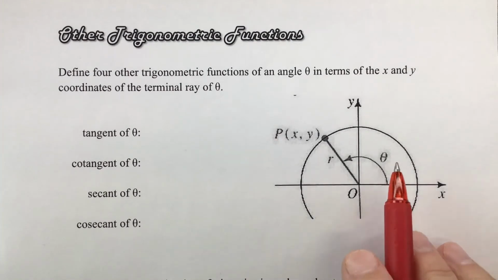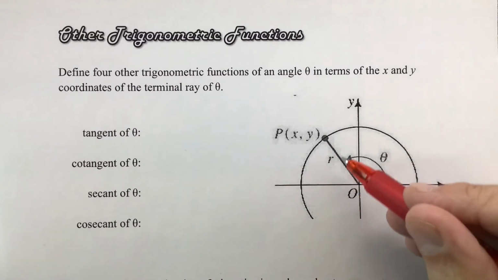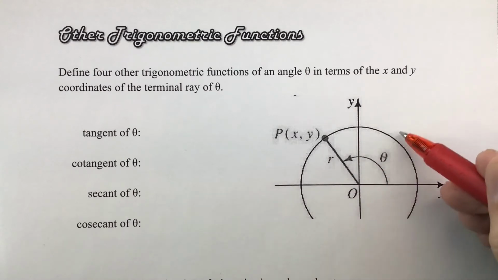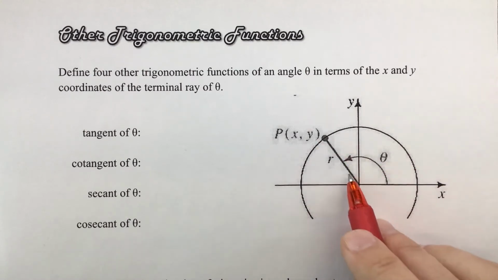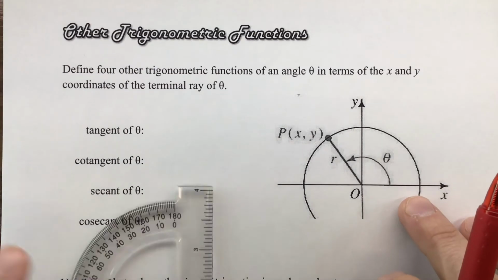What you can see here is a similar diagram to the one that I used when I first introduced the sine and cosine definitions in terms of x and y. The only difference with this diagram versus that one is previously I had the terminal ray in the first quadrant. For this, I just have it in the second quadrant. But overall, that doesn't really make much of a difference, and we saw that when we started looking at reference angles.